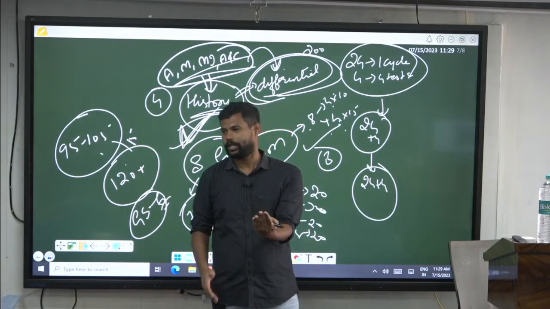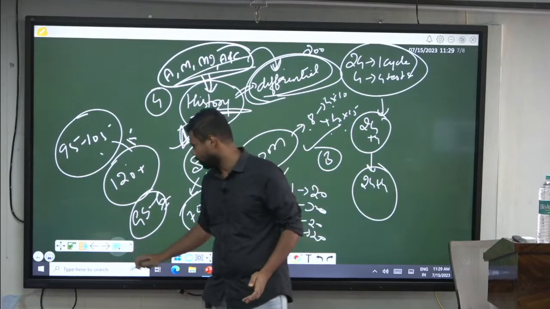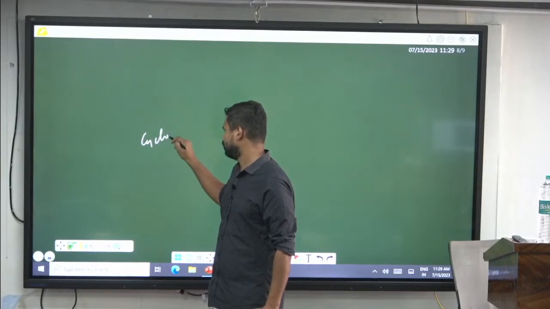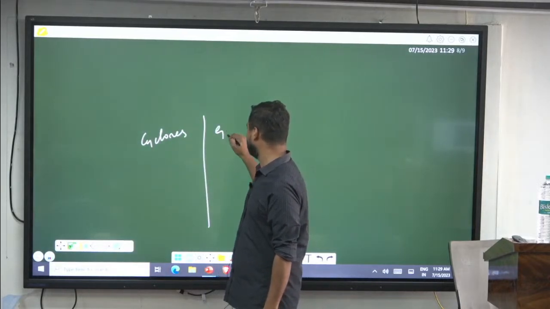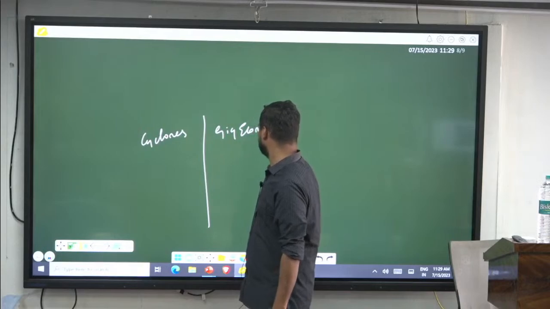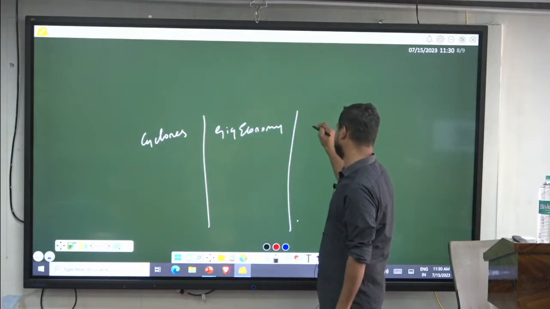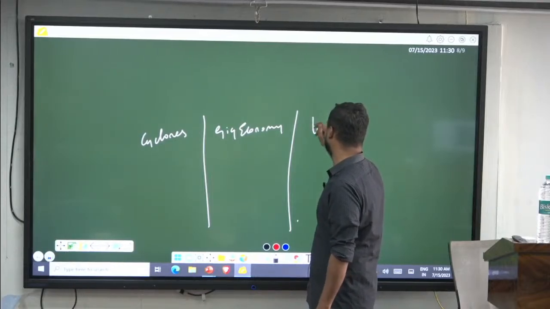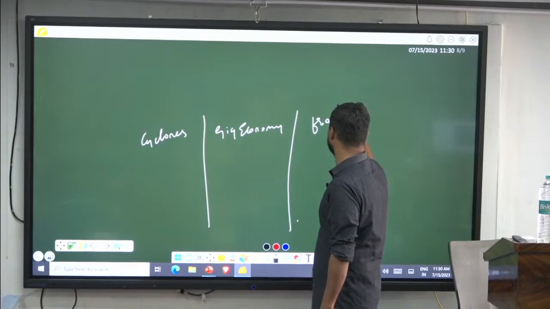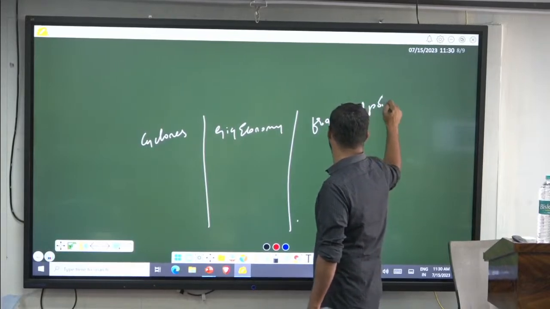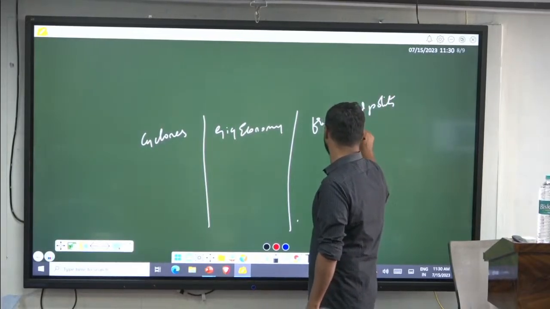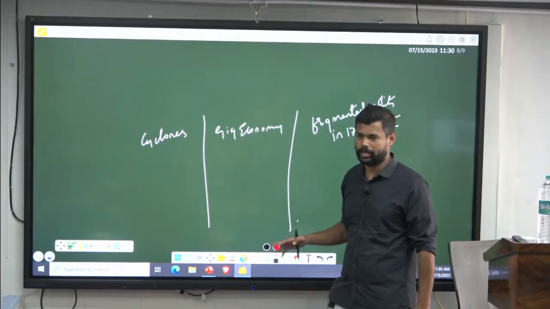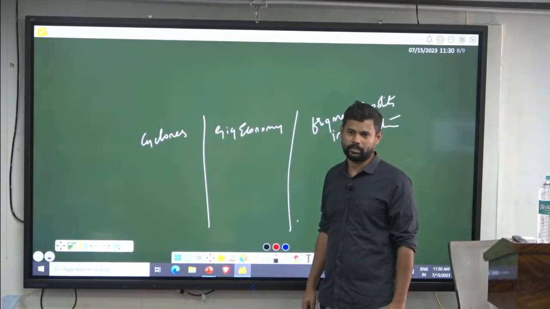So when the examiner is correcting, let us say there are three questions. One question is talking about cyclones. Another question is talking about the gig economy. Another question is talking about fragmented polity in the 17th century. All these are questions asked in UPSC only. So let us say that these are the three questions asked.